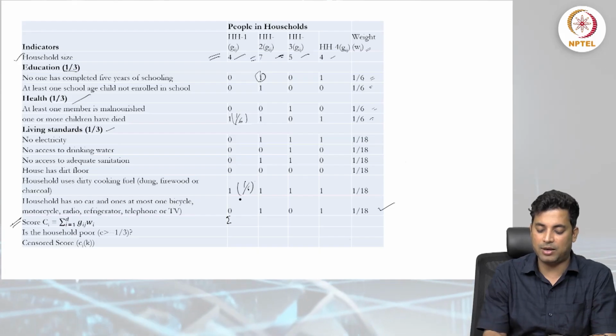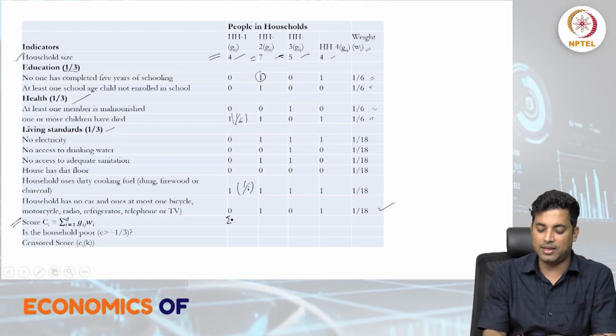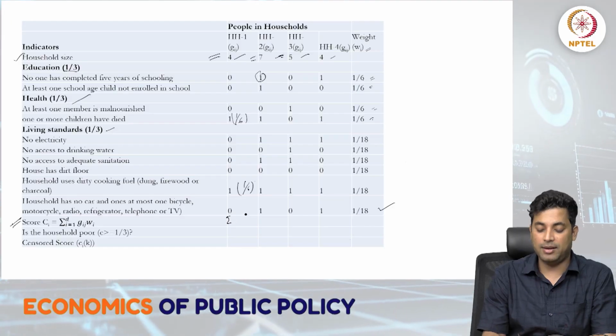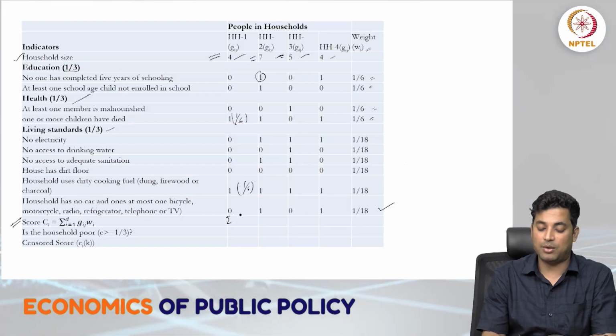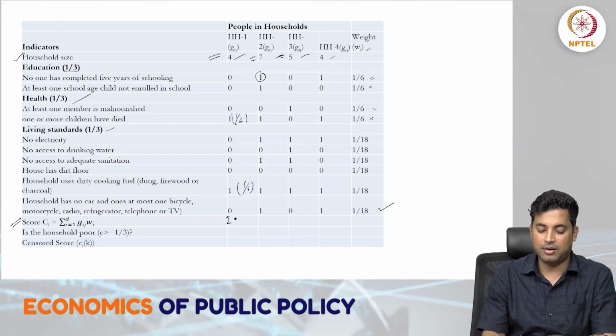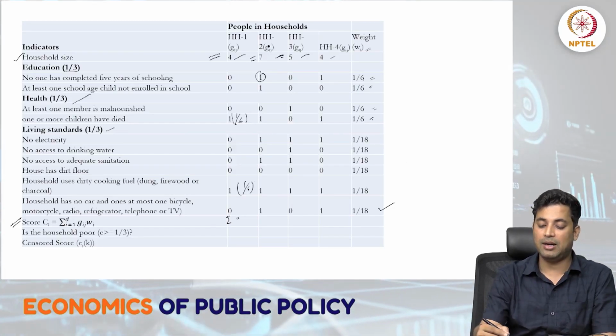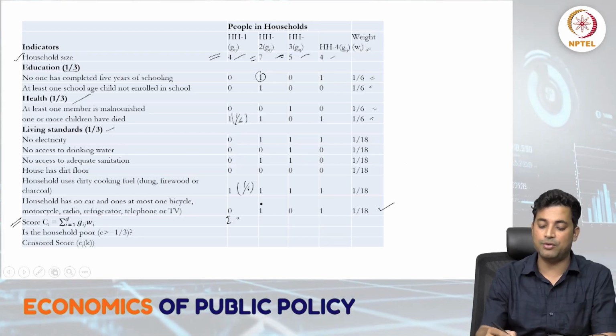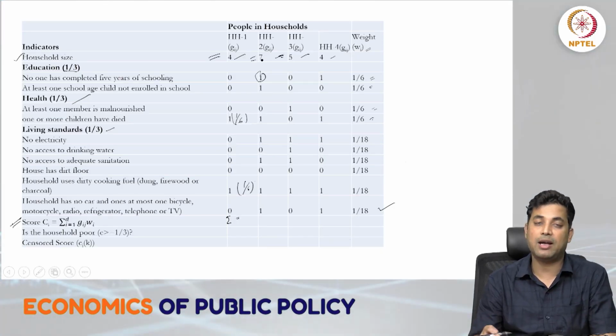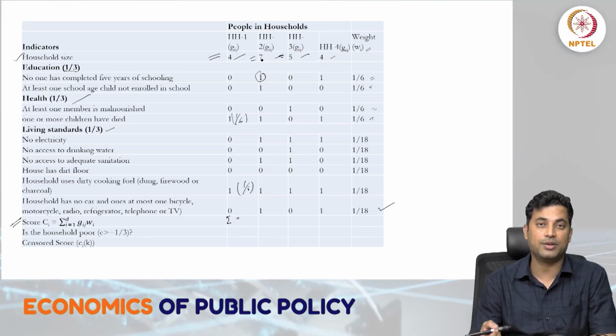If we combine 1/6 plus 1/6, we get 2/6, which is 1/3. So here we get one value, and likewise we get the c value for household 2, the c value for household 3, and the c value for household 4.